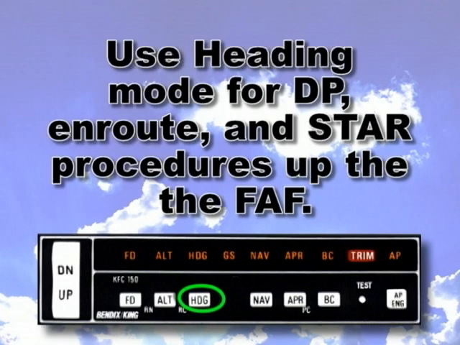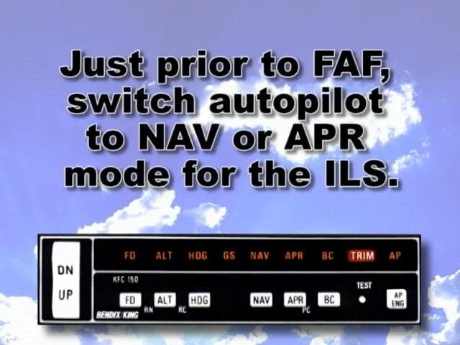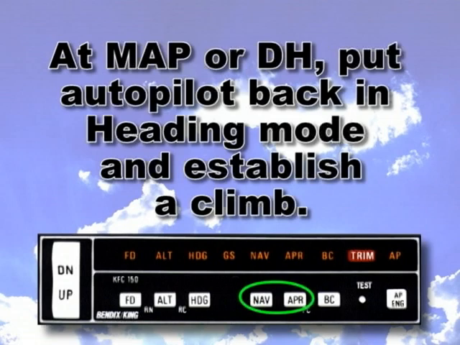Use your autopilot heading mode for all DP, en route, STAR, and approach procedures up to the final approach fix. Just prior to the final approach fix, simply switch your autopilot to nav or approach mode and your autopilot will fly the ILS. At the missed approach point or decision height, put the autopilot back in heading mode and establish a climb.